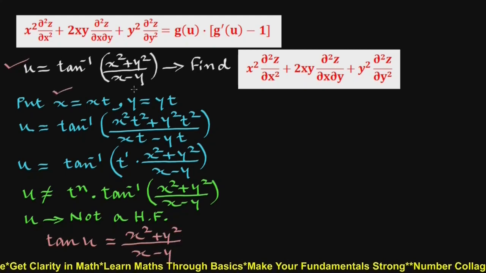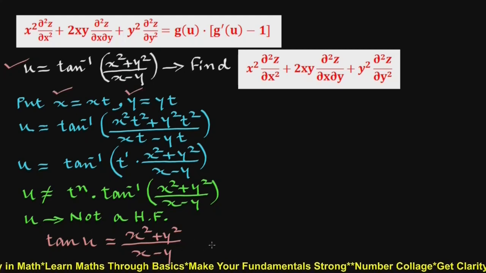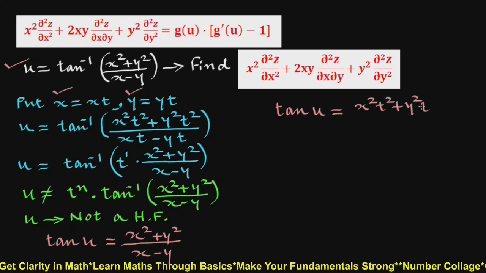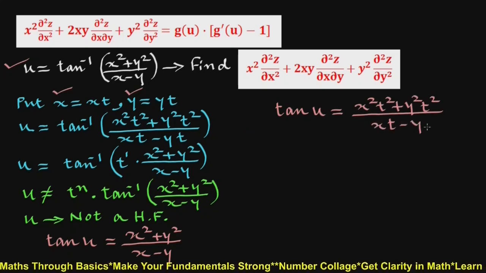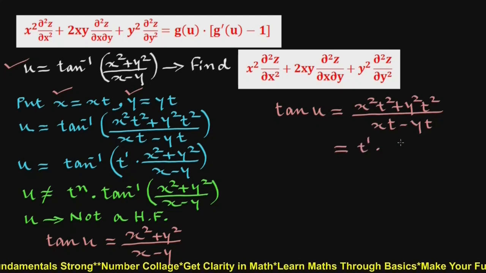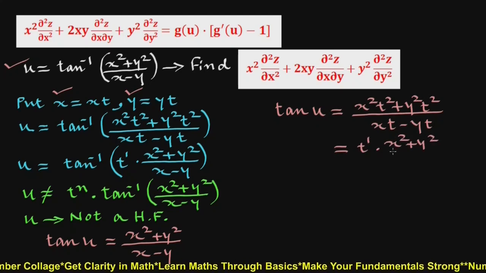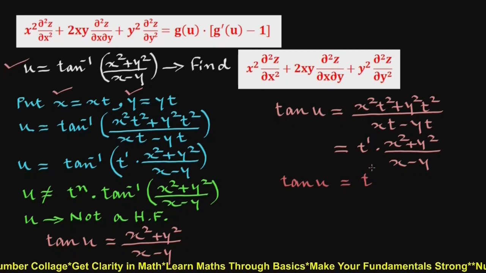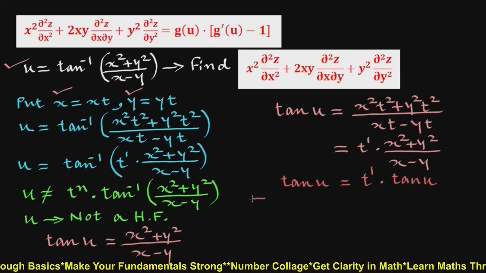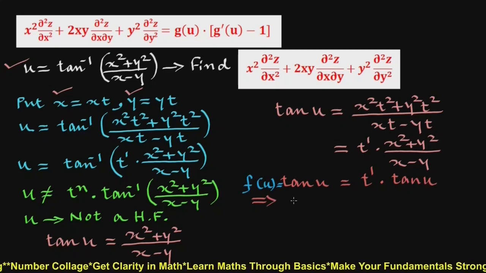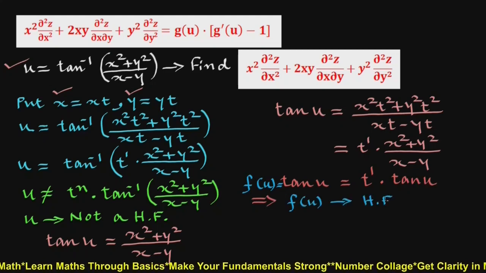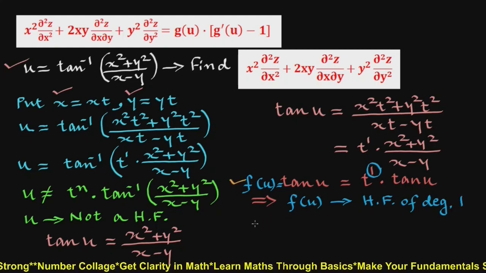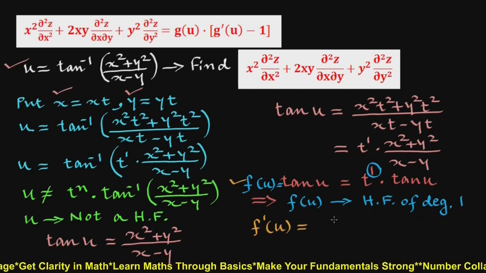Putting x equals xt and y equals yt, here we will get tan u equals (x²t² + y²t²)/(xt − yt). That gives t¹ times (x² + y²)/(x − y), which is tan u equals t¹ tan u, which implies f(u), that is tan u, is a homogeneous function of degree 1. So we have f(u) equals tan u and f'(u) equals sec² u.